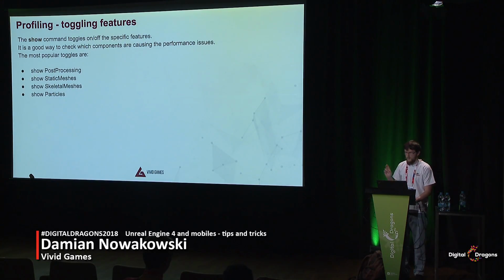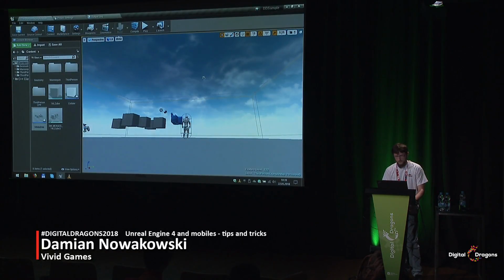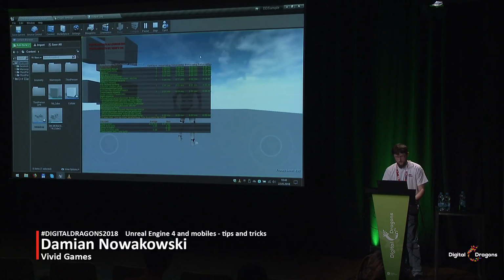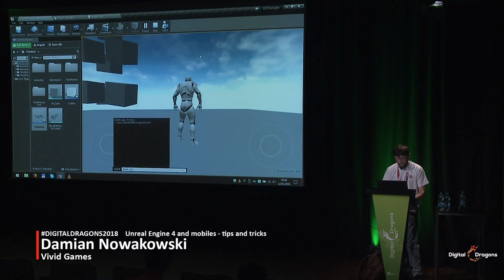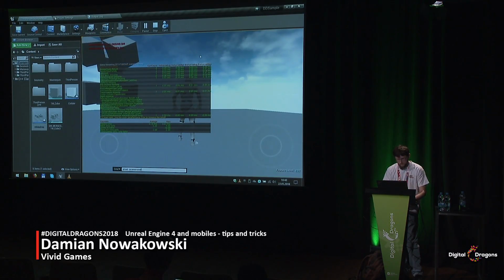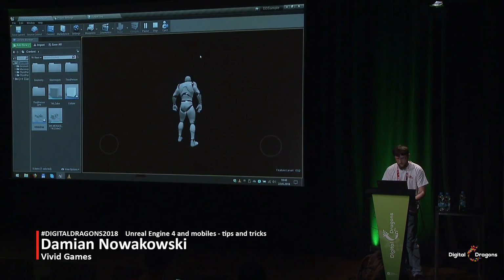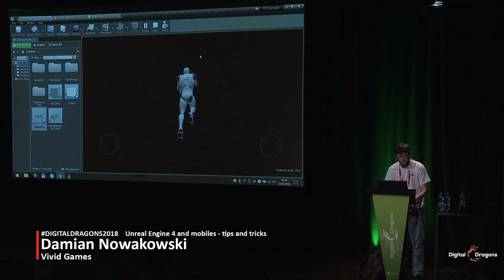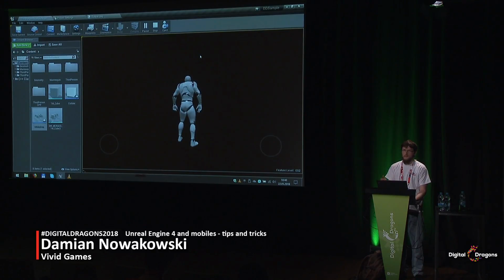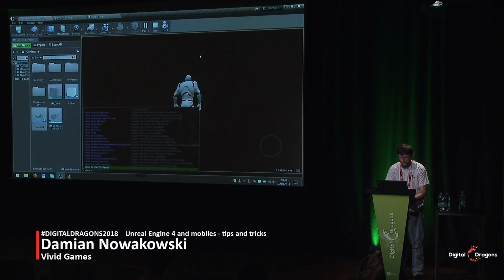Now, when you are profiling, one of the nice options is the show command. We just toggle the elements. I will just hide this, and I can, for example, hide all of the static meshes and see if, when I hide all of the static meshes, the performance is greater or lower.